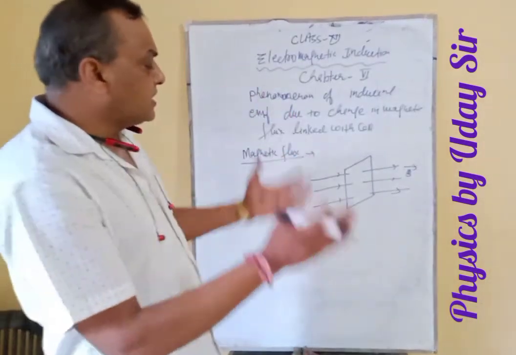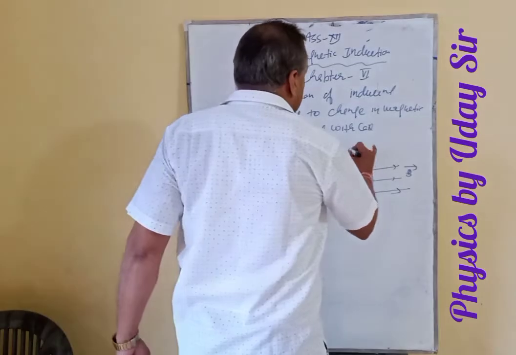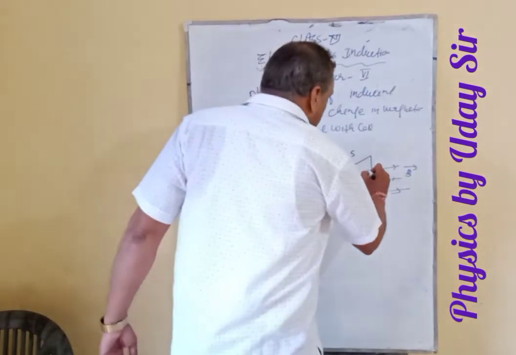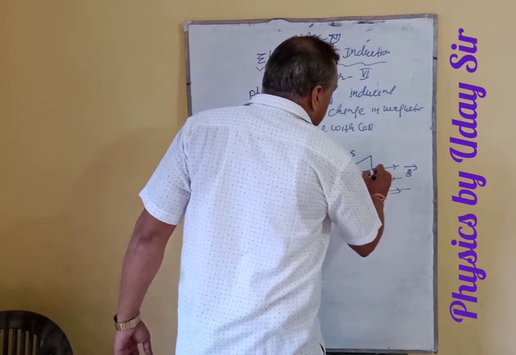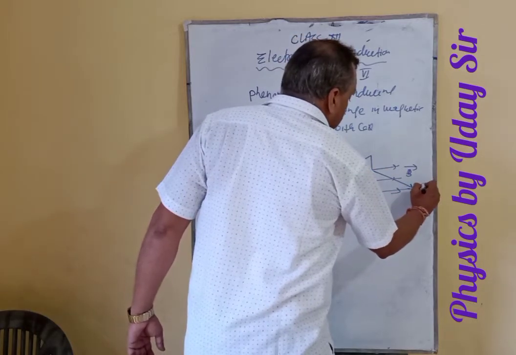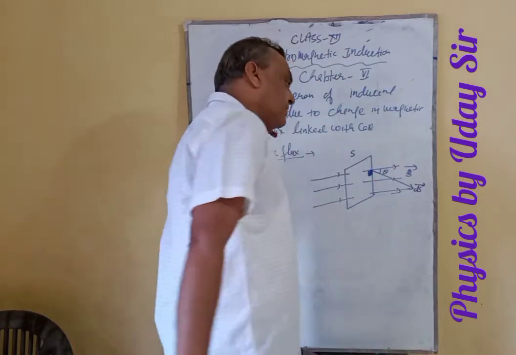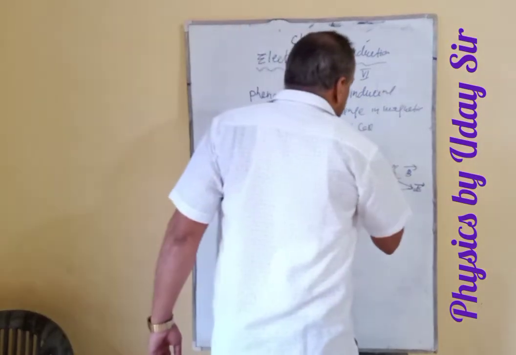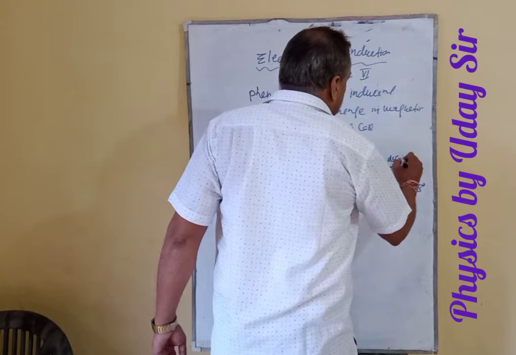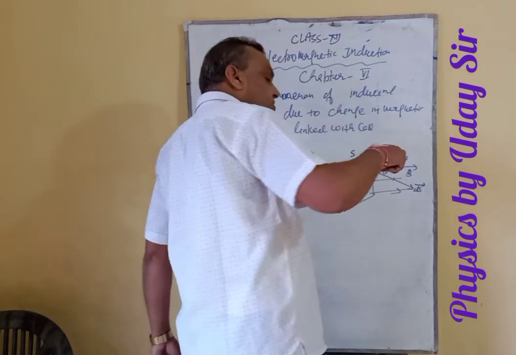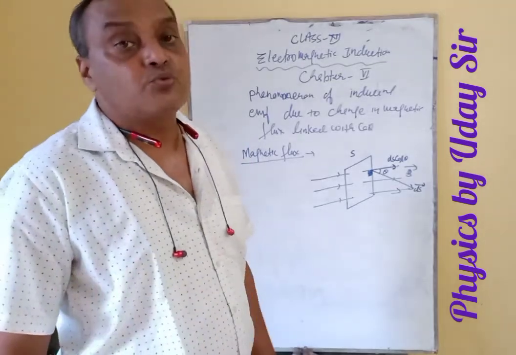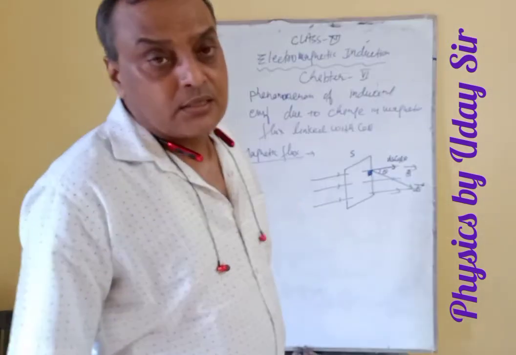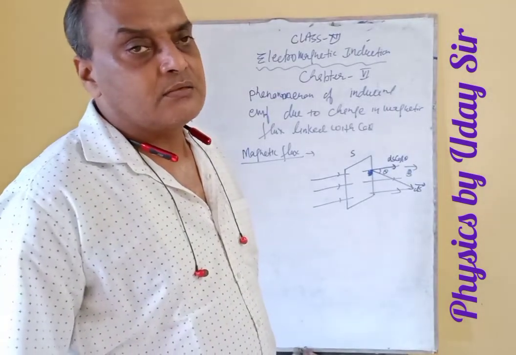Suppose we consider the total surface area, it may be a small area or a big area. So first of all we consider a small element, that is called the area element ds. Suppose it makes an angle with the direction of the magnetic field. So its horizontal component will be ds cos theta, and the vertical component will be ds sin theta. It means the horizontal component ds cos theta lies along the direction of the magnetic field.